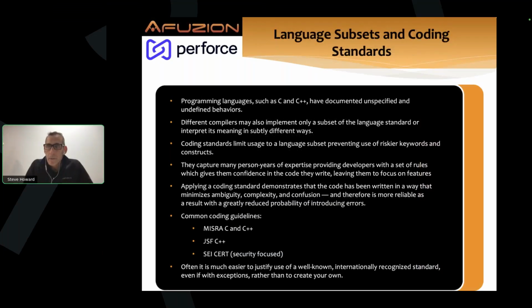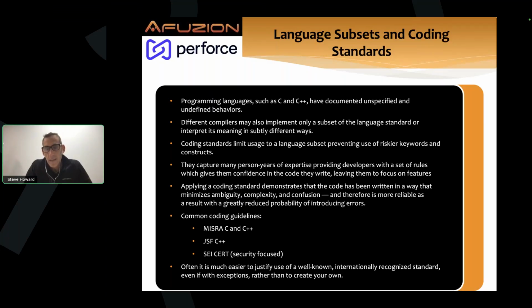So we evolved the tools for static analysis, but also the coding standards that we could apply to those code bases where we really had safety at its heart. Programming languages such as C and C++, of course, have clearly documented areas of unspecified and undefined behavior. That in itself gives us some complexity to deal with from a safety perspective. Also, different compilers may implement, and actually have the right to implement, the language in different ways, subtly different ways that aren't always easy to spot.